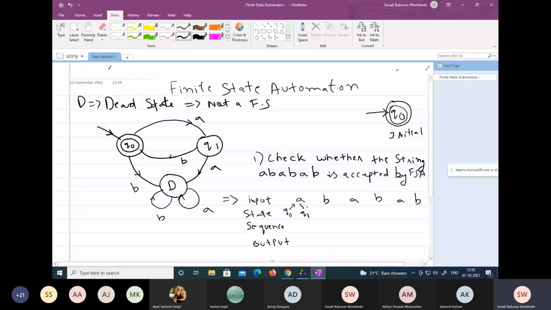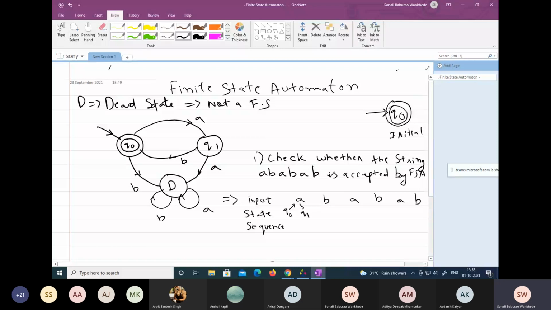Now do I have to show the output here? No, because I just have to check whether the string is accepted or not. And when can we say that the string is accepted? When we are present in the final state. By the time we finish traversing that string, we should be present in the final state. Now I have reached Q1 with the input A.